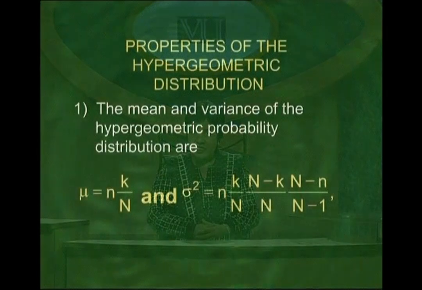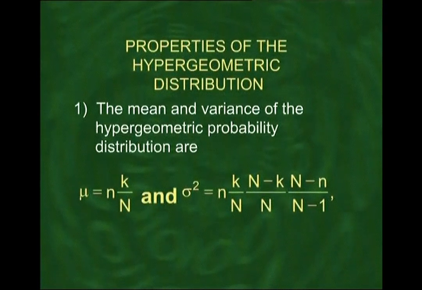Now, when you do that, then you will be able to verify the mathematical properties of the hypergeometric distribution that I am going to present to you now. As you see on the slide, the mean and the variance of the hypergeometric distribution are mu is equal to small n multiplied by k divided by capital N, and sigma square is equal to small n into k by capital N into capital N minus k by capital N, and this whole expression multiplied by capital N minus small n over capital N minus 1.